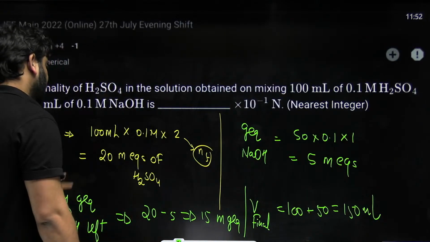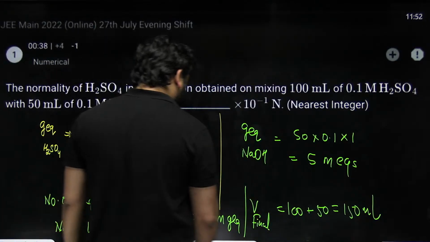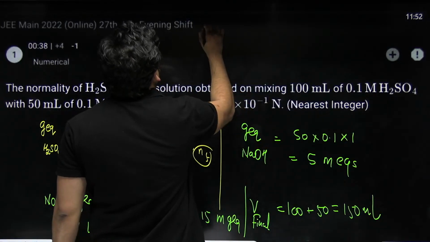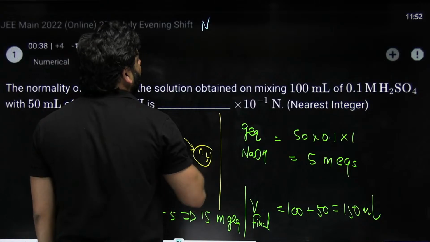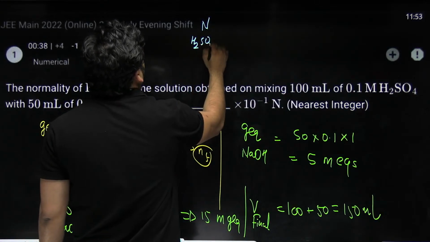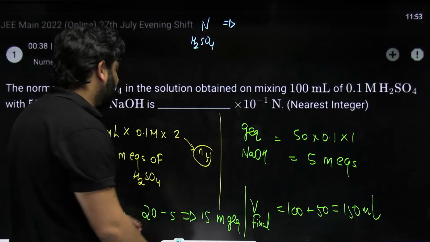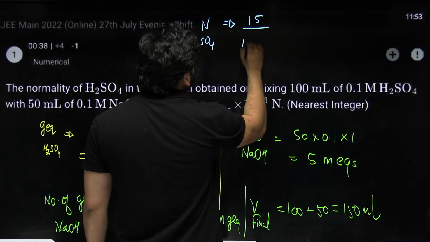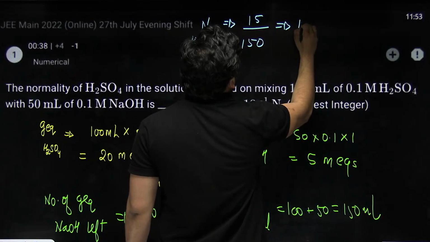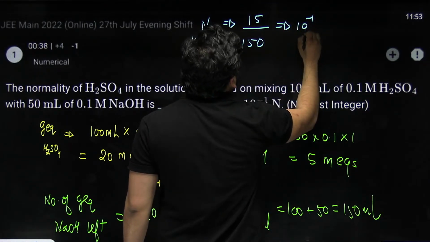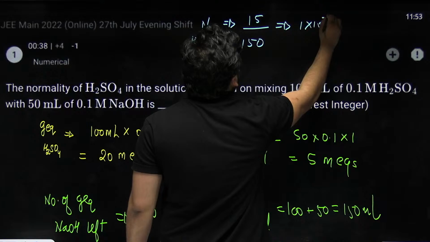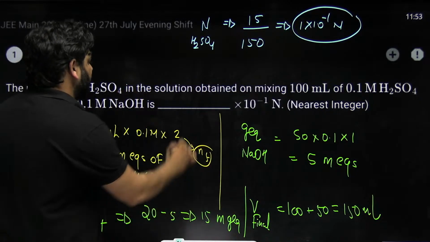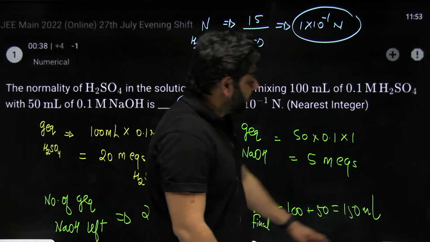Yes sir, why not? Now what we want to find is the final normality of the solution. How can we do it? Simply, the normality of H2SO4 will be the number of gram equivalents left after the final process, which is 15 milli equivalents, divided by the volume, 150 ml, so it comes up as 1 by 10, that is 1 into 10 to the power minus 1 normal. So guys, can you see the correct answer over here? I guess 1 should be the correct answer. What do you think? Okay, we'll check.